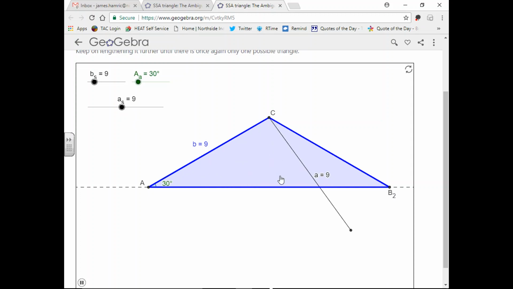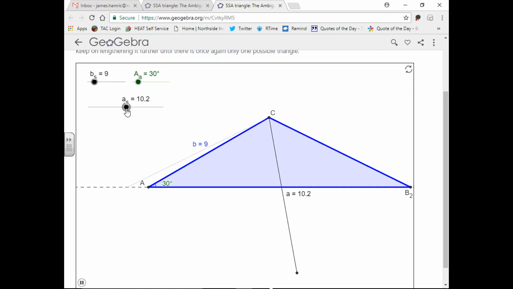Well, at 9, that's our old friend, the isosceles triangle, because these two sides would be equal now. And if it keeps on getting bigger than that, if we go all the way out to 10, let's say, then we still only have one triangle possible. Because obviously on the left-hand side way over here, there's nothing there, so that's not going to be a triangle. So we only have the one triangle made over there on the far right of B2.